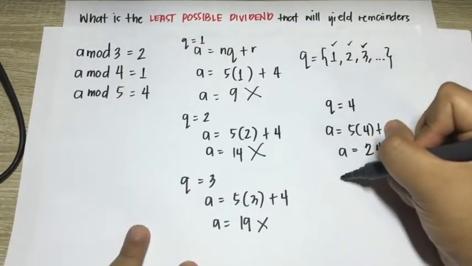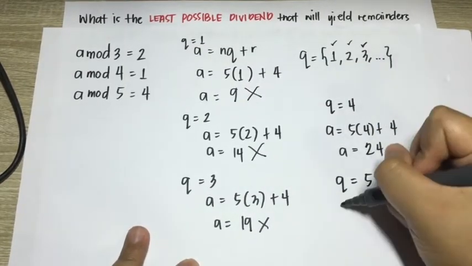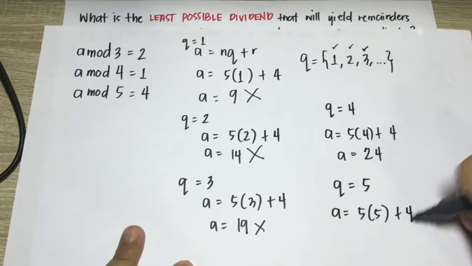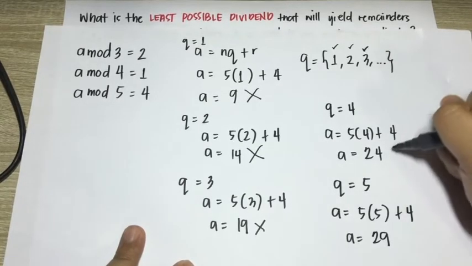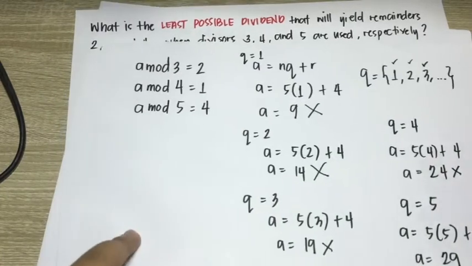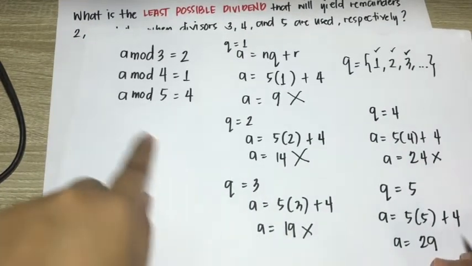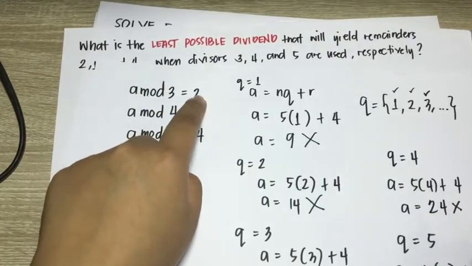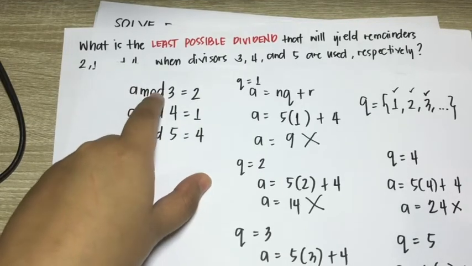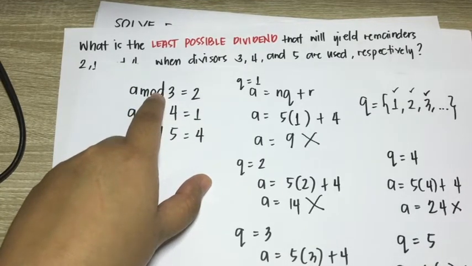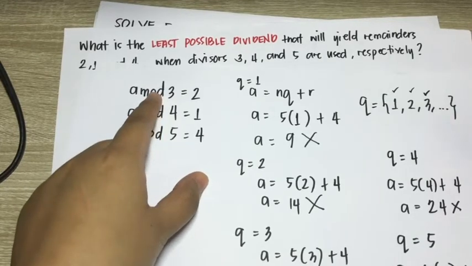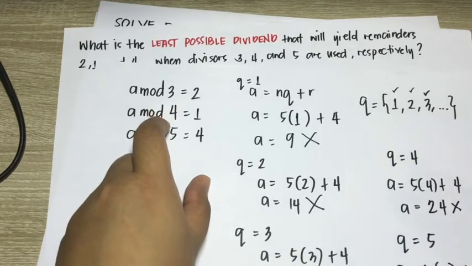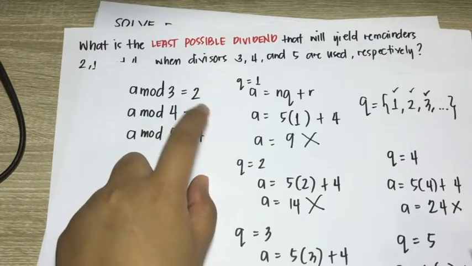Then next, let's proceed with Q is equal to 5. The dividend that we are going to get in here is 5 times 5 plus 4. So the dividend is equivalent to 29. By the way, this is the least possible dividend. Let's try to check 29 again. 29 modulo 5 is 4. 29 modulo 3 is 2, because if you divide 29 by 3, you get the relationship 9 times 3 plus 2, so you have 29. And lastly, 29 modulo 4 will yield a remainder of 1.